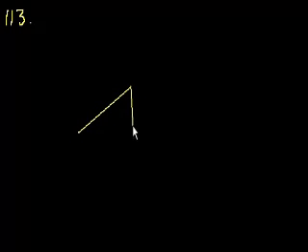All right, we're on problem 113. 113 on page 287. So they've drawn this thing. Let me see if I could draw it. So it looks like they have a right triangle in the center. That's one side, that's the other side, and then the base.